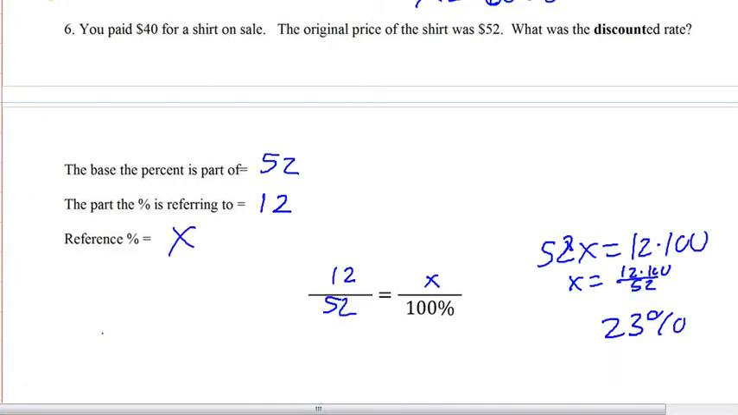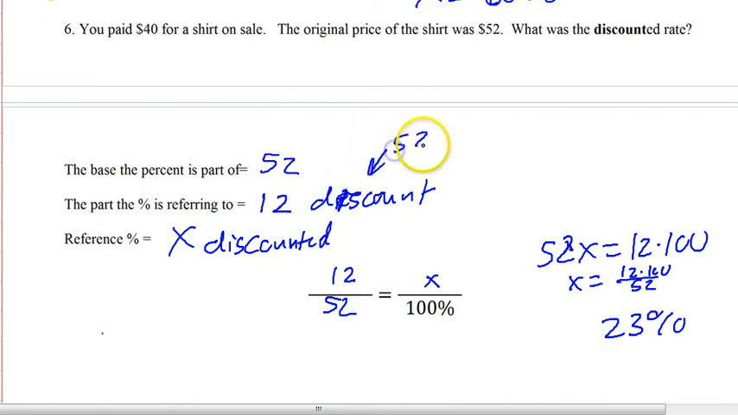Okay, and you should have got a 23% discount. So the $40 represents the sale price, but it's not what we're looking for. We're looking for the discounted rate. By the way, the word rate can also be used to represent our percentage. Discounted rate, which means we need the discount. They must match, right? If we want the discounted rate, we want the discount. So 52 minus 40 is 12. That's where this comes from.